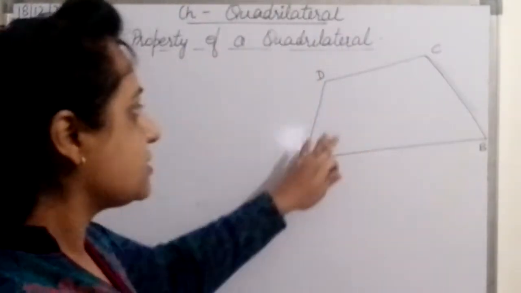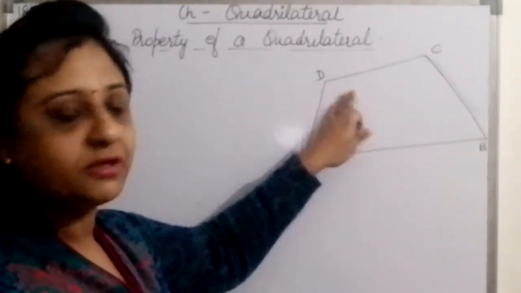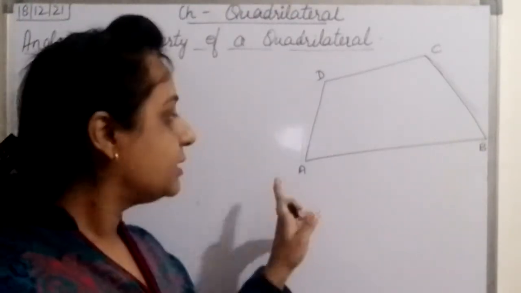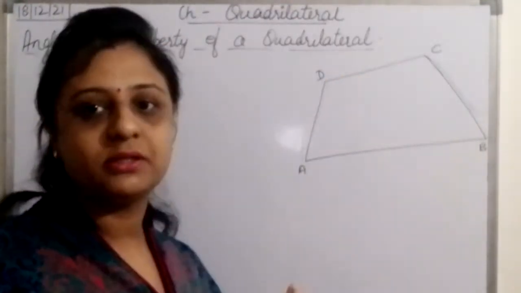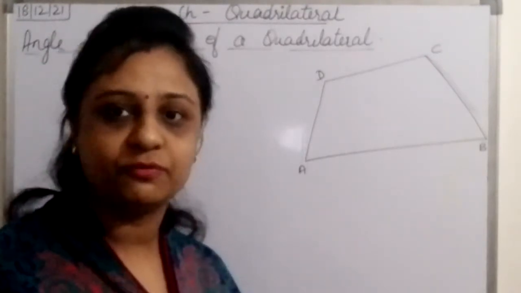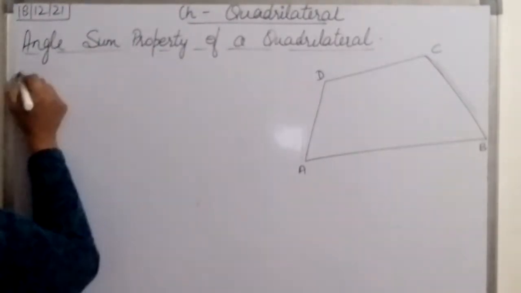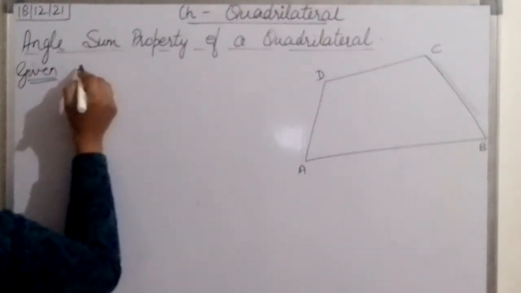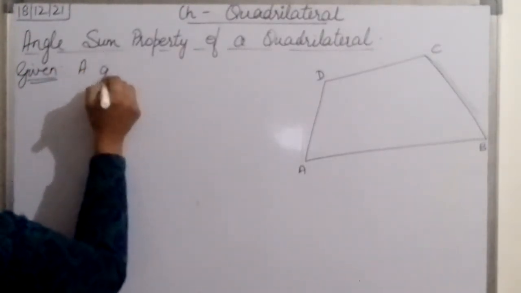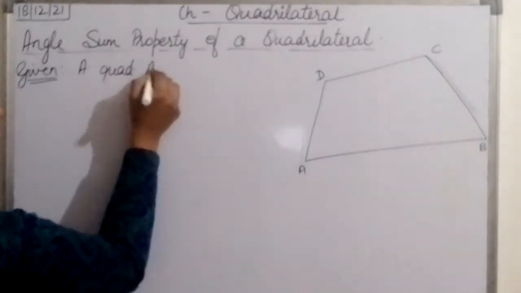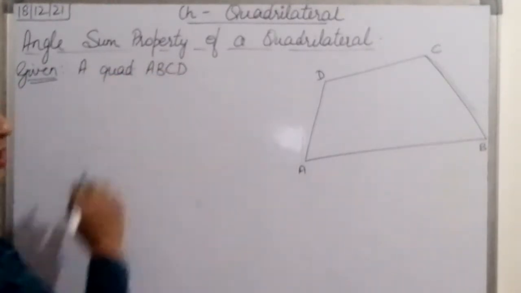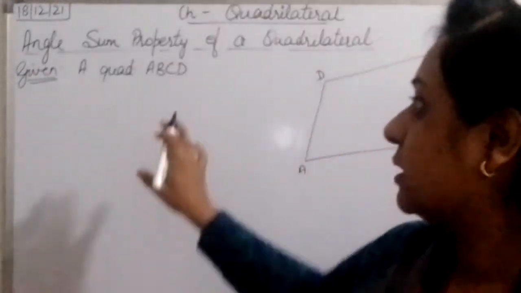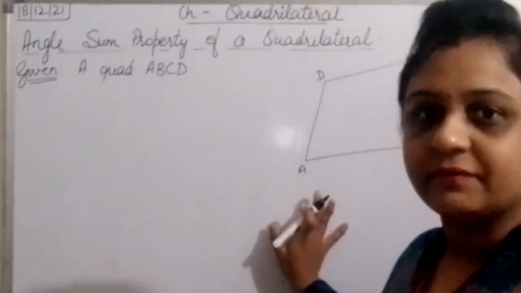In this theorem, we have to prove the angle sum property of a quadrilateral. That means the sum of all the four angles of a quadrilateral is equal to 360 degrees. This we have to prove. So what is given? Let us write given: a quadrilateral ABCD. Only this is given in the theorem, nothing else. This is the only given part.